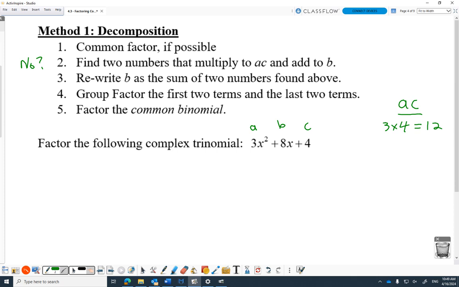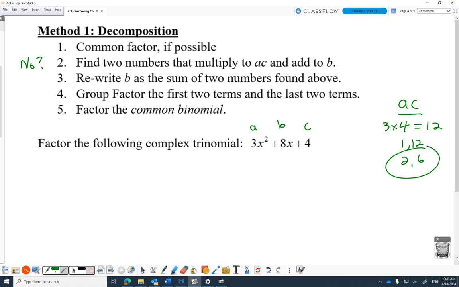If your multiplication tables are good, this will go very quickly. If they're not, I encourage you maybe to get an app on your phone and start working on your multiplication tables. You might have to go 1 and 12. No, that doesn't add to 8. 2 and 6. Oh, that does add to 8. We often circle them when we're doing decomposition. We go, okay, I got them. 2 and 6. And what you do with 2 and 6, write it just like I write it for your example.